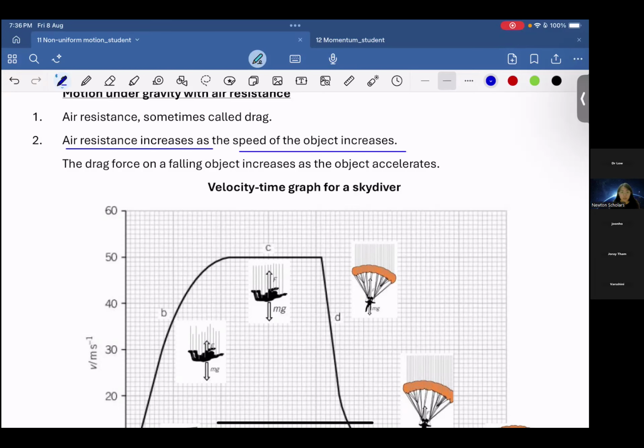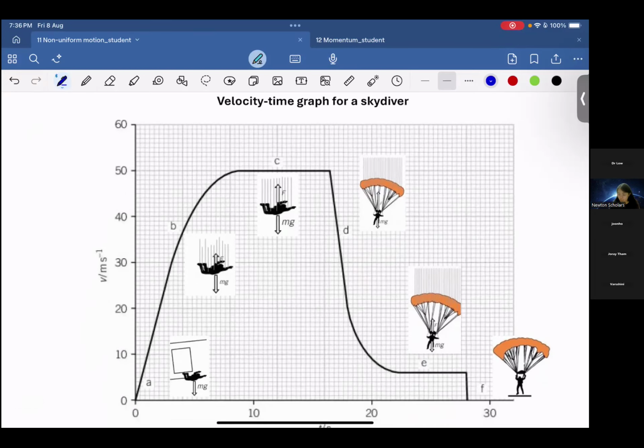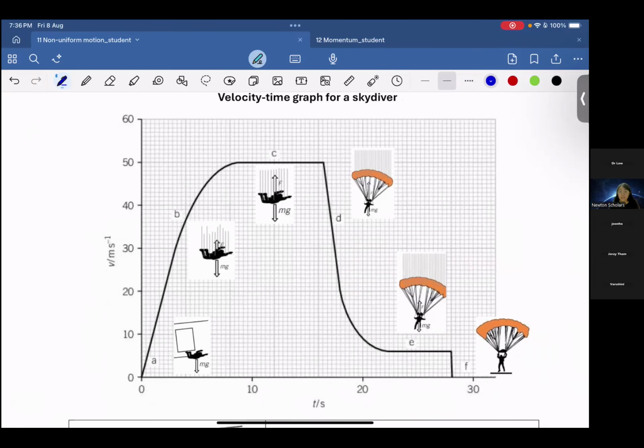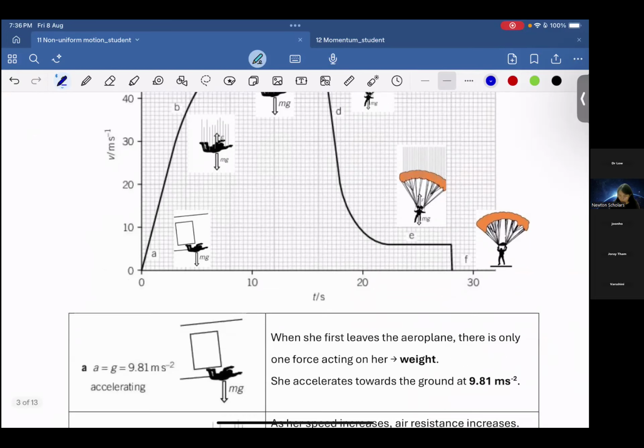Okay, so this is the velocity-time graph for the diver. We are going to study every single motion, every single part of the velocity-time graph. Why do we get this kind of shape? So for the graph, we look at A first. I divided it into A, B, C, D, E, and F steps.